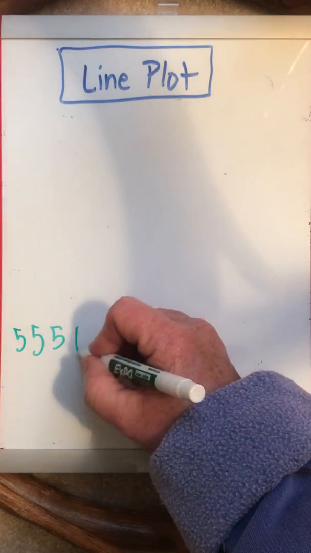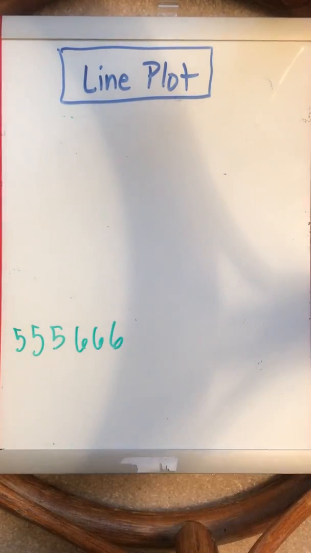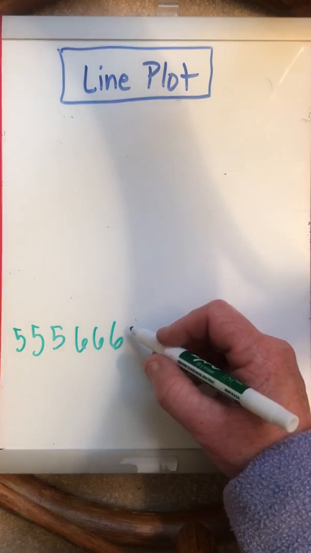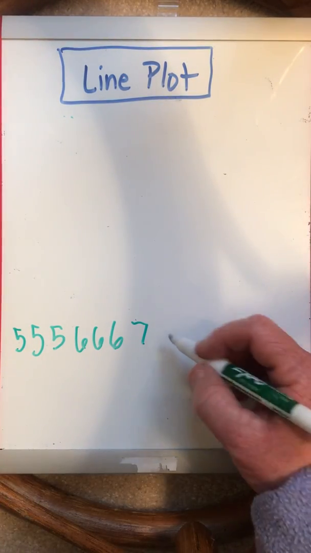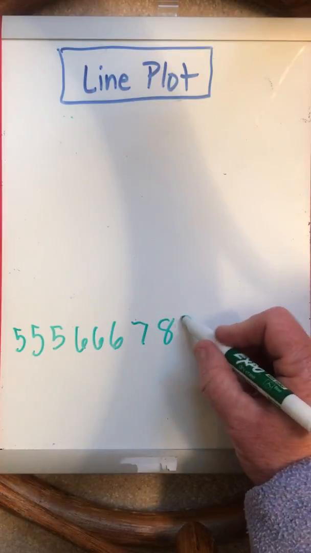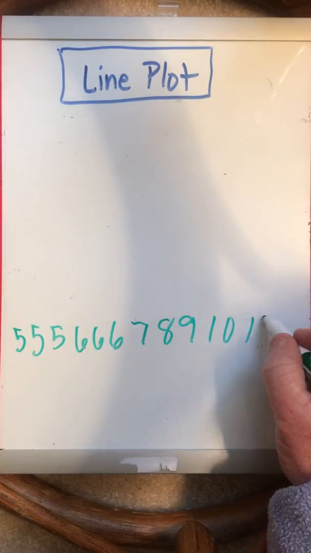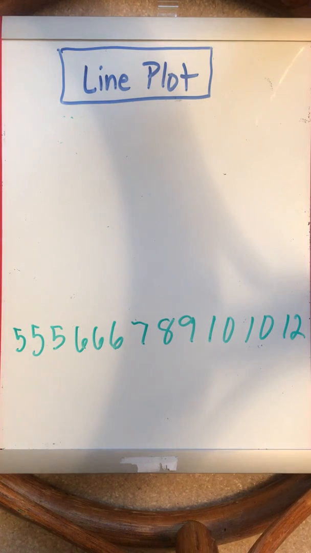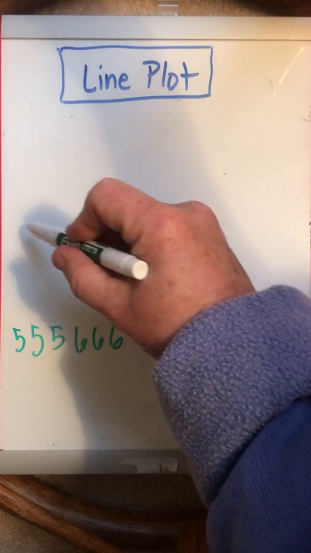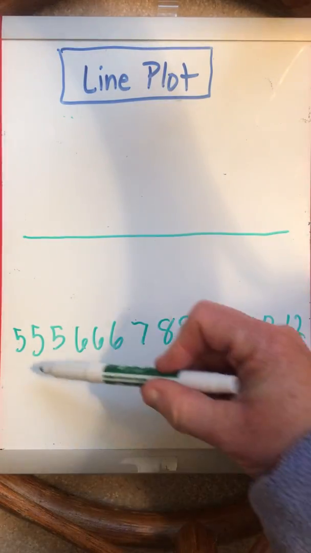runs, and then there are 3 people that scored 6 home runs, and then 1 person made 7, 1 made 8, 1 made 9, 2 of them made 10, and then 1 person made 12 home runs. We could put this information on a line plot.